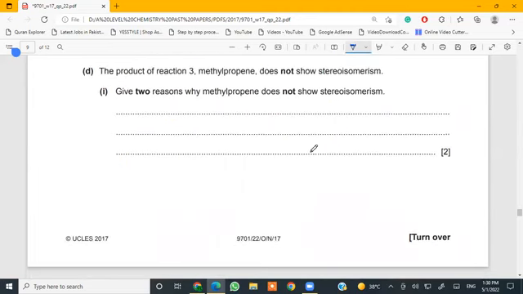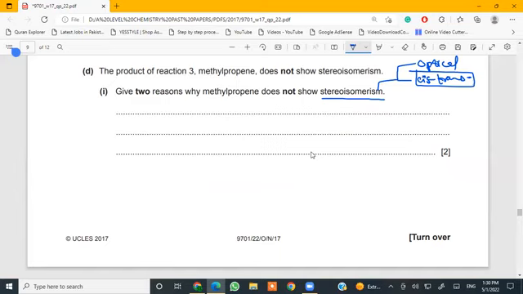Now, the product of reaction 3, methylpropene, does not show stereoisomerism. Give 2 reasons why methylpropene does not show stereoisomerism. Okay, so what are the 2 types of stereoisomers? Let's quickly revise them. You've got optical and you've got cis trans. And in case of an alkene, you can only have cis trans. You can have both actually if a branch is present, but cis trans is present only in alkenes. Okay, cis trans cannot be present in compounds that are not alkenes. Okay, so they must be talking about the cis trans isomerism.